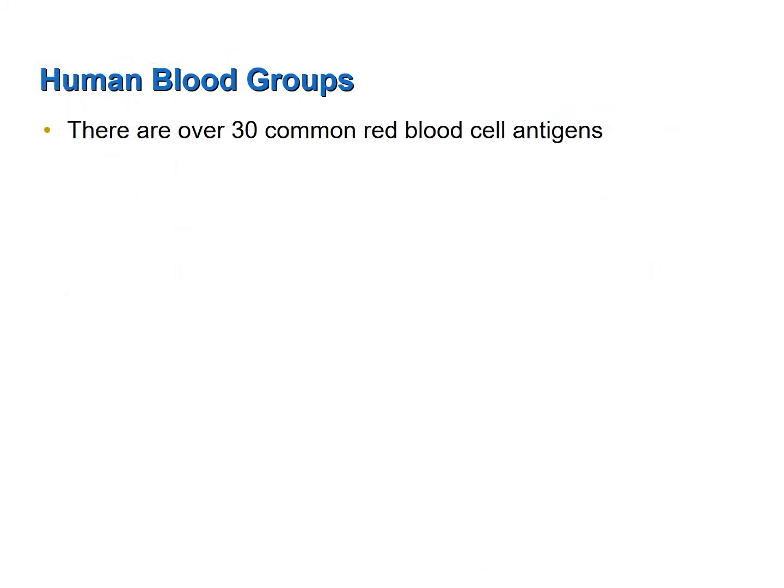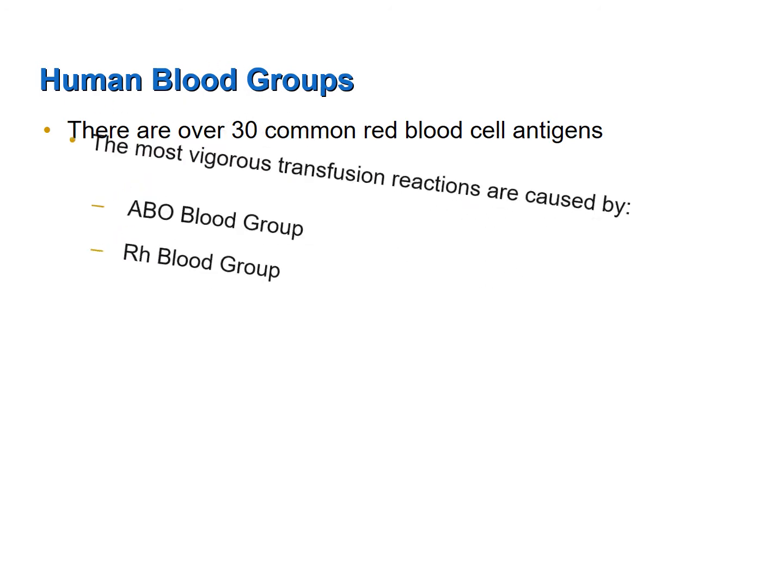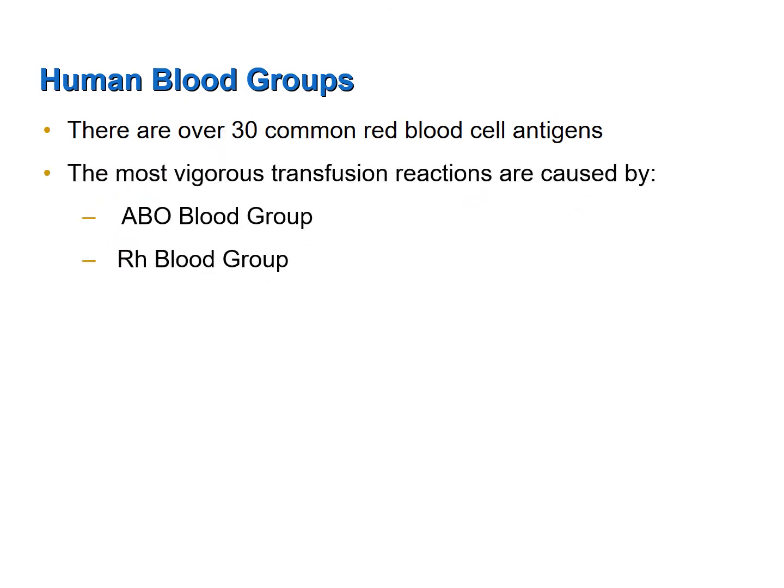So when considering transfusing a patient with donor blood, we have to consider the types of antigens on both the recipient's blood cells and the donor's red blood cells. There are over 30 common red blood cell antigens. However, the most vigorous transfusion reactions are caused by antigens of just two groups, the ABO group and the RH blood group. Let's first discuss the ABO blood group.